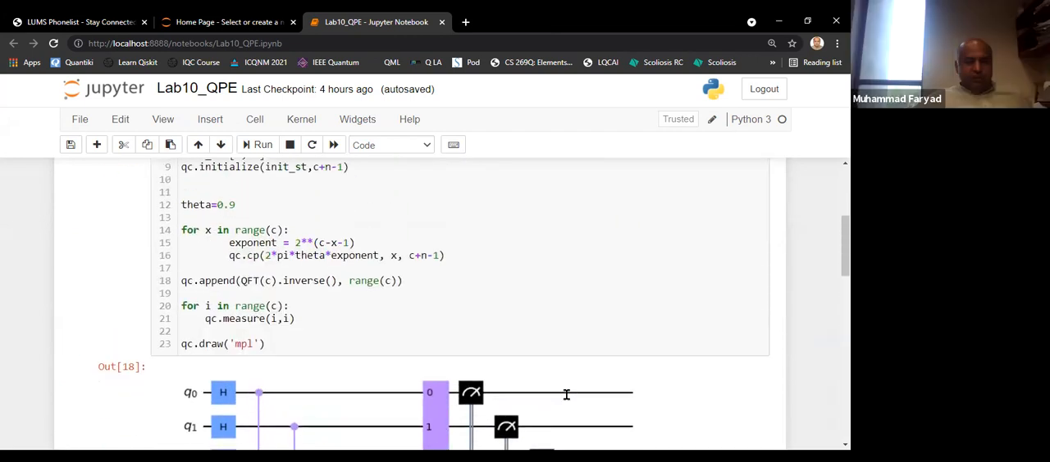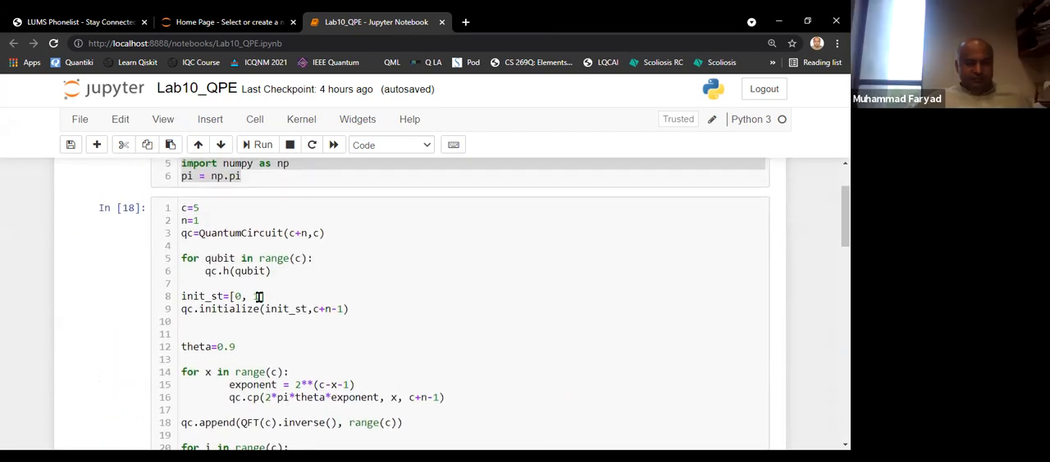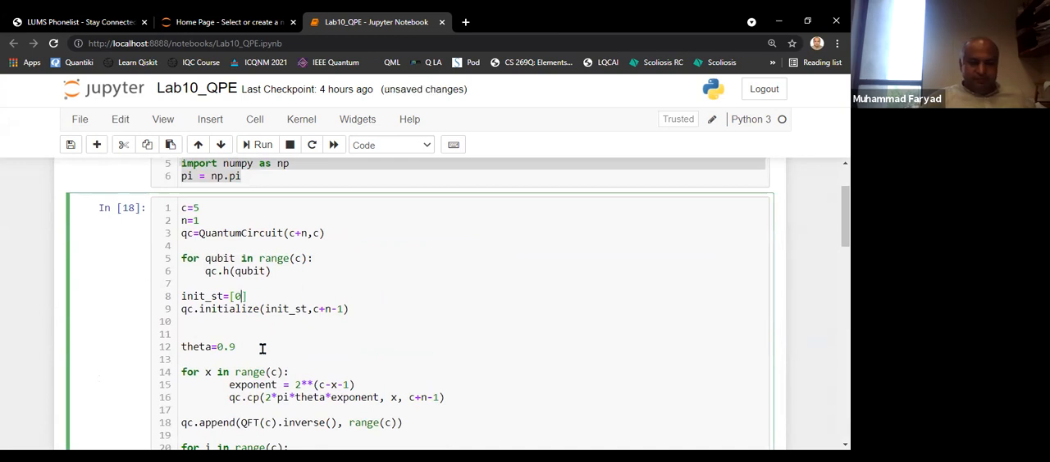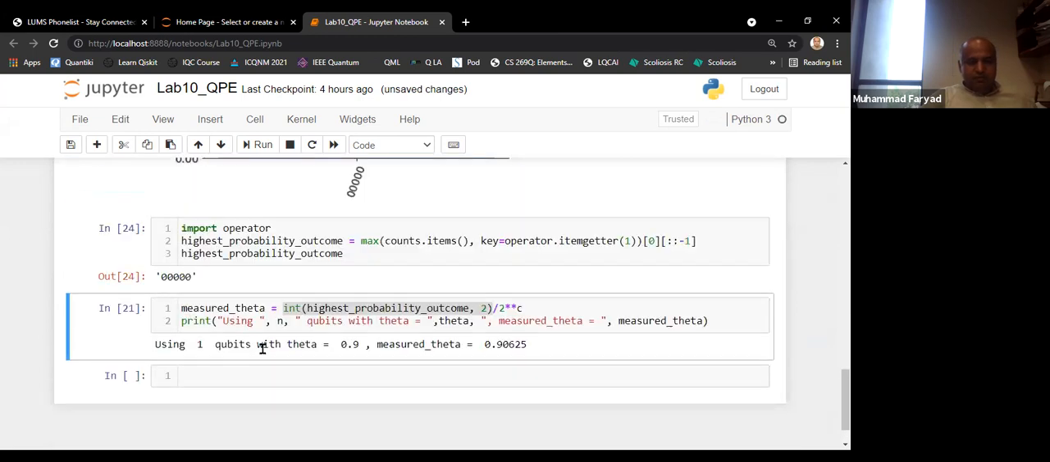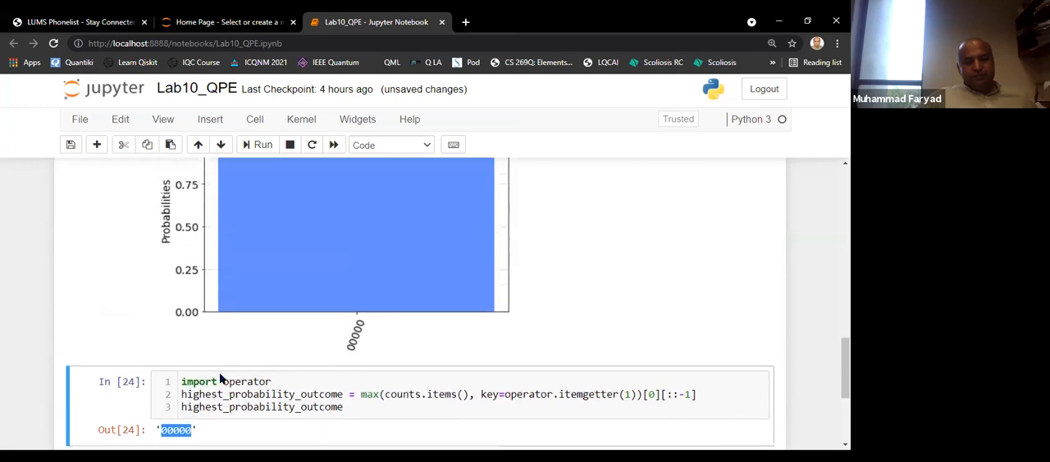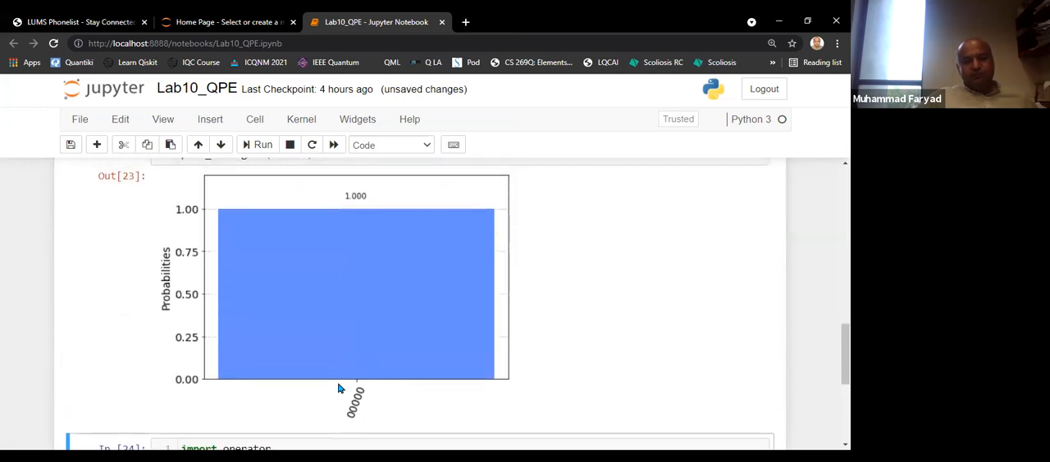Perfect. So let's change to the other state. Let's say make it 1, 0. This time the answer should be 0. And you can see that the measured theta is 0 because the highest probability state is 0. So there's only one column.